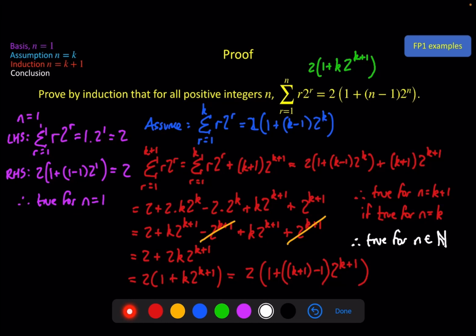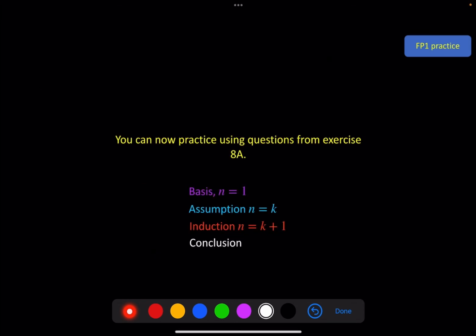And there we have it. That should be plenty for you to have a go at questions from exercise 8A about proving sums of series statements, and in the next video we'll look at divisibility rules. Maybe I'll see you there.